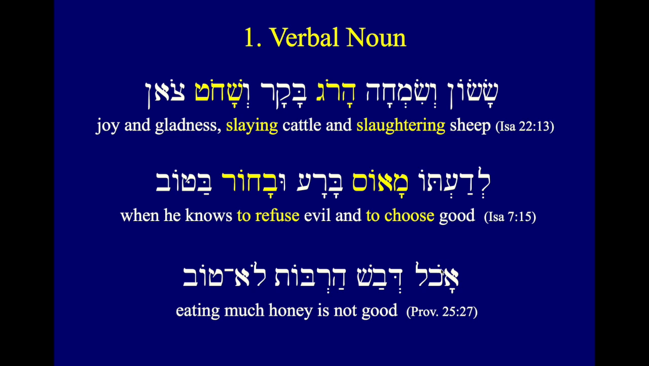But so akhol is to eat, and then devash is honey, to eat honey, and then harbot, like rov, means many or much, right? So ravot is like much, to eat much honey. Lo tov, not good, right? Eat too much honey and you feel sick. I don't know if you've ever done that before, but it is true. If you eat too much honey, you don't feel good at all. So in any event, akhol, to eat honey or eating honey. You can translate that either way in English, but it's the Qal infinitive absolute.